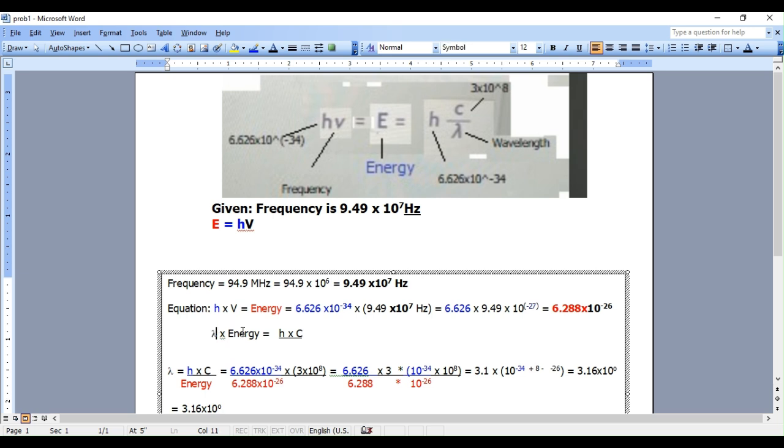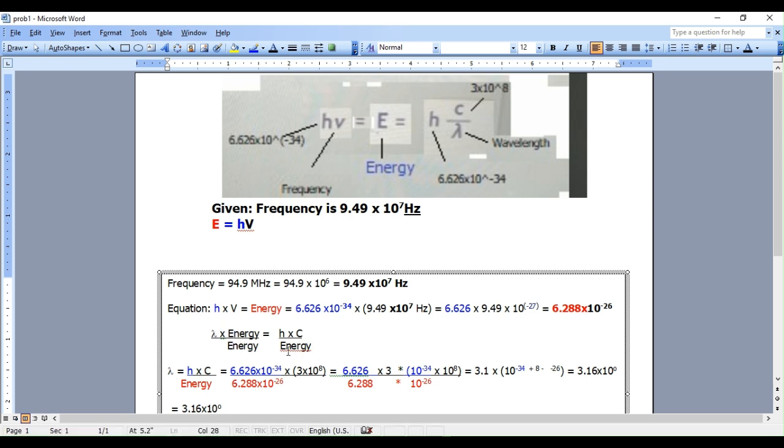So I want to get lambda alone, right? Wavelength is lambda. I want to get wavelength alone. So I can divide both sides by what? By energy. So divide this side by energy. Let me make a line first here. Divide this side by energy. Divide that side by energy. Right? And it cancels out here.